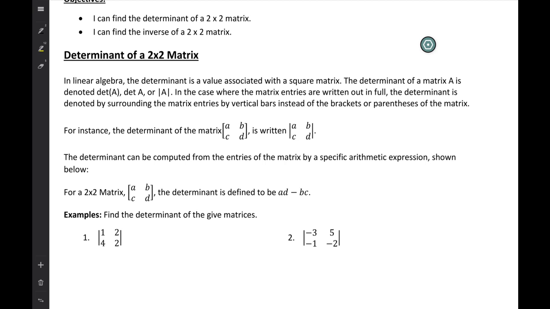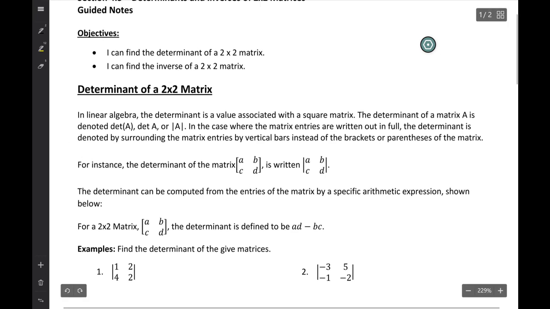Welcome back to another exciting video on matrices. In this video, I'm going to explain how to find the determinant of a 2 by 2 matrix and the inverse of a 2 by 2 matrix. Define the determinant. So first, what is a determinant?